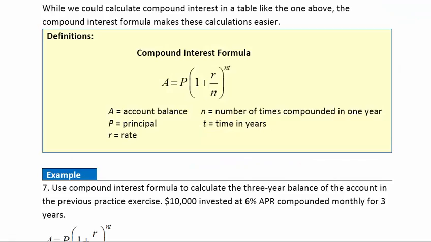So while we could calculate compound interest in a table, like the one we just did, the compound interest formula makes these calculations a lot easier. And so here's our compound interest formula. A is our account balance. P, again, is our principal investment. R is our interest rate. N is the number of times it gets compounded. And then N times time is our exponent there.